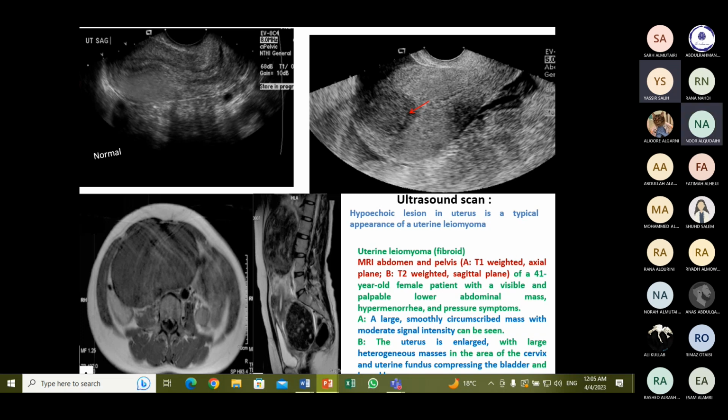Hypoechoic, it's darker than the surround. Yes, thank you. What about the shape?